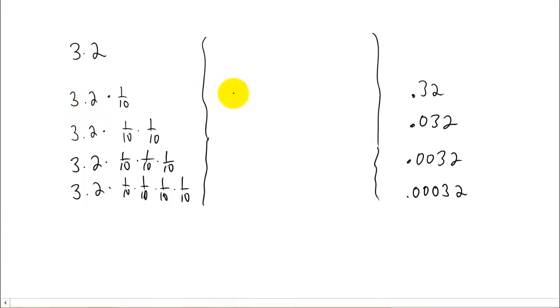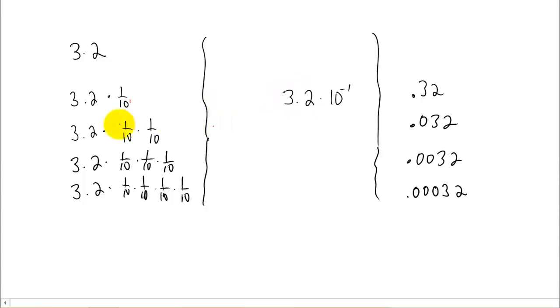Again, I'm going to copy down the 3.2. In this 1/10, well, the 10 has this little power of 1 on it, and you learned in a previous class, if you have a number with a power on it in the denominator, you can move that number up to the numerator, but you have to make the power negative. So in other words, 3.2 times 1/10 can be written as 3.2 times 10 to the negative first power.